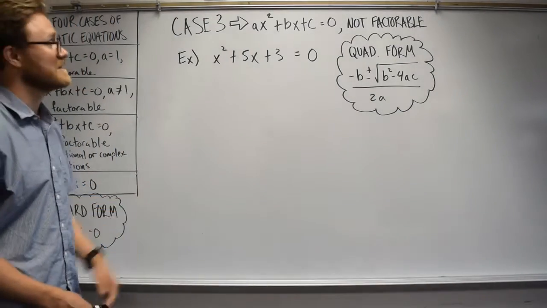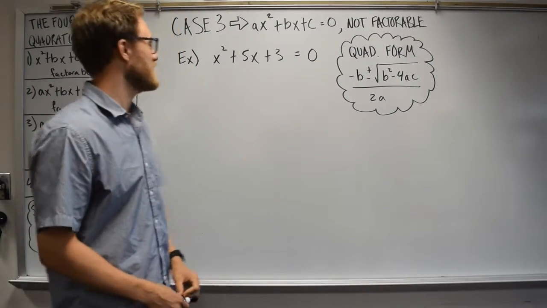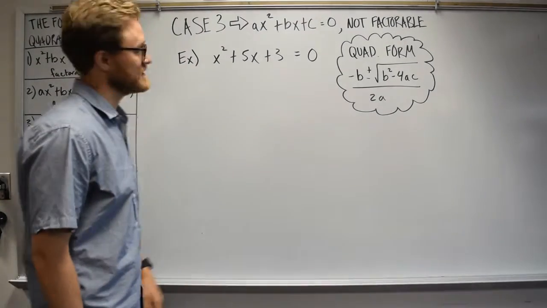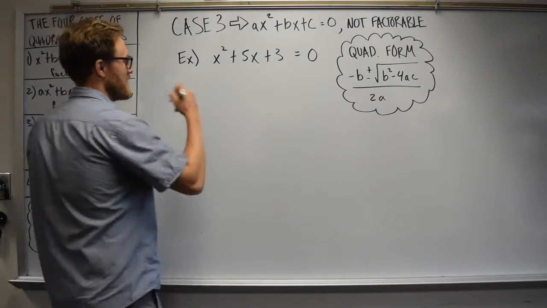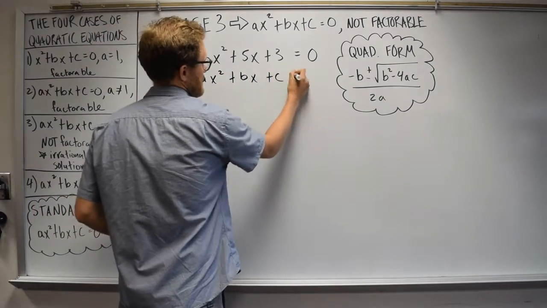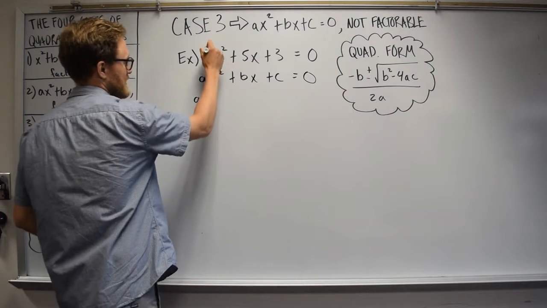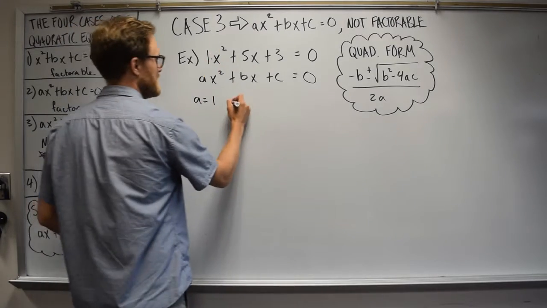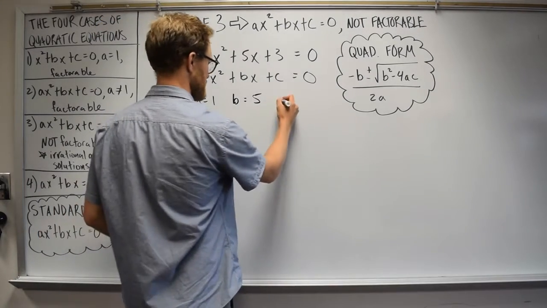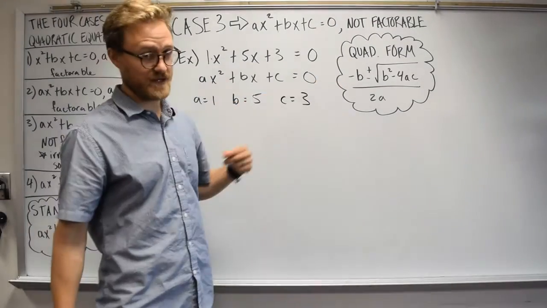So we can't factor it. It's not factorable. So what we're going to do is use the quadratic formula. The nice thing is that this is already written in standard form. So if I match it up with standard form, I have that A is equal to 1, because I can put a 1 on this, B is equal to 5, and C is equal to 3.